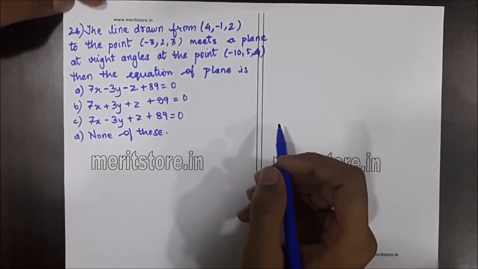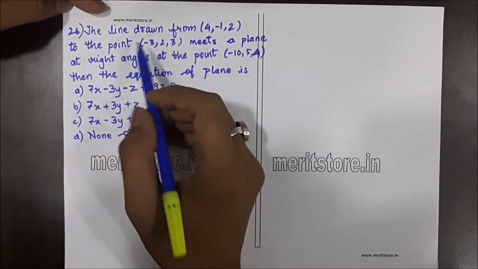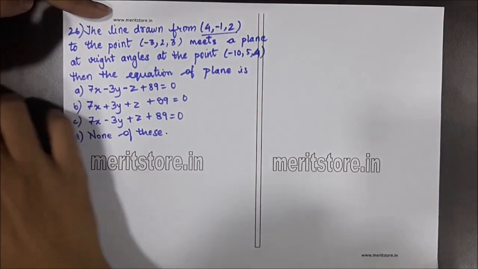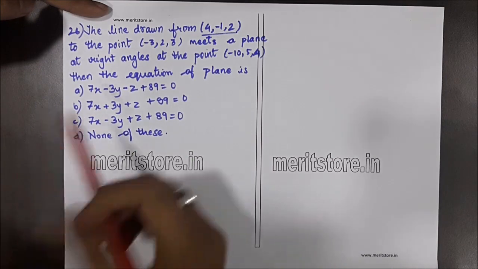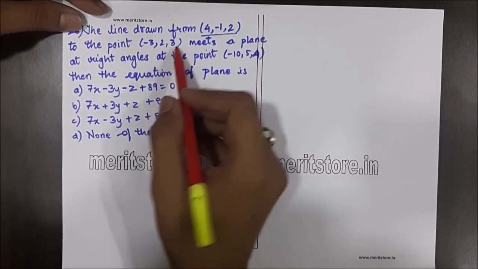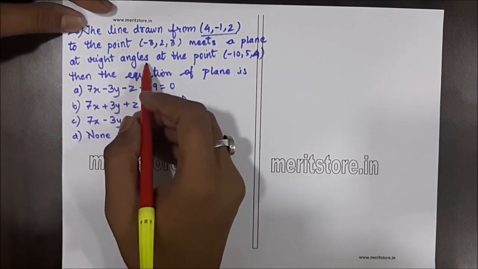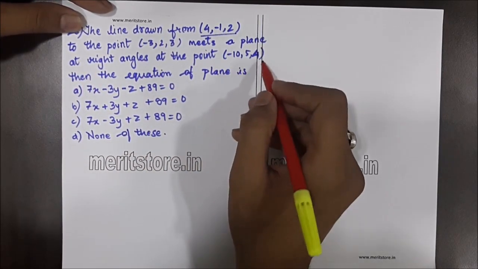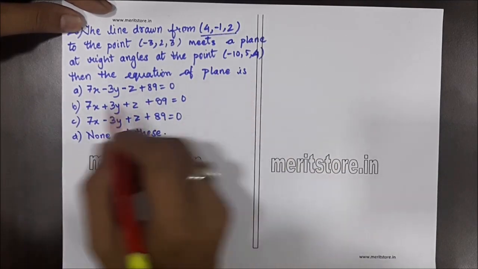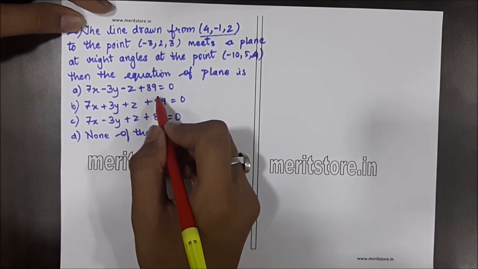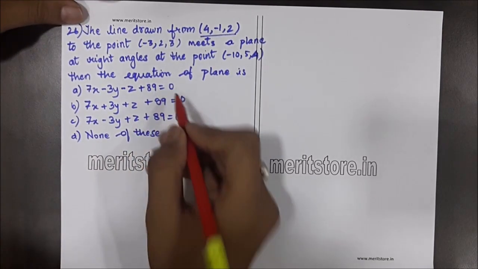Question number 26. The line drawn from the point (4, -1, 2) to the point (-3, 2, 3) meets a plane at right angles at the point (-10, 5, 4). Then the equation of the plane is: option A, 7x - 3y - z + 89 = 0.